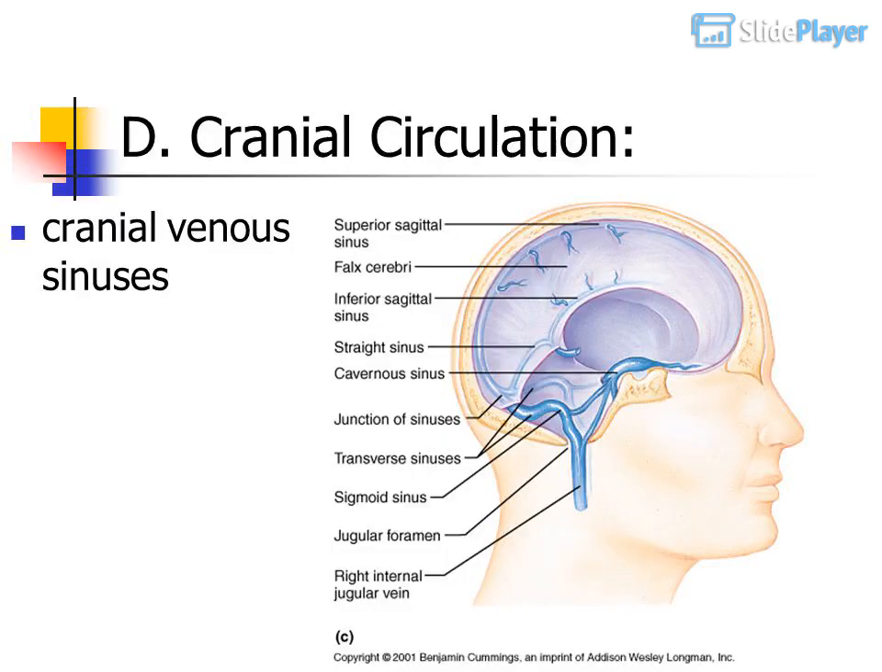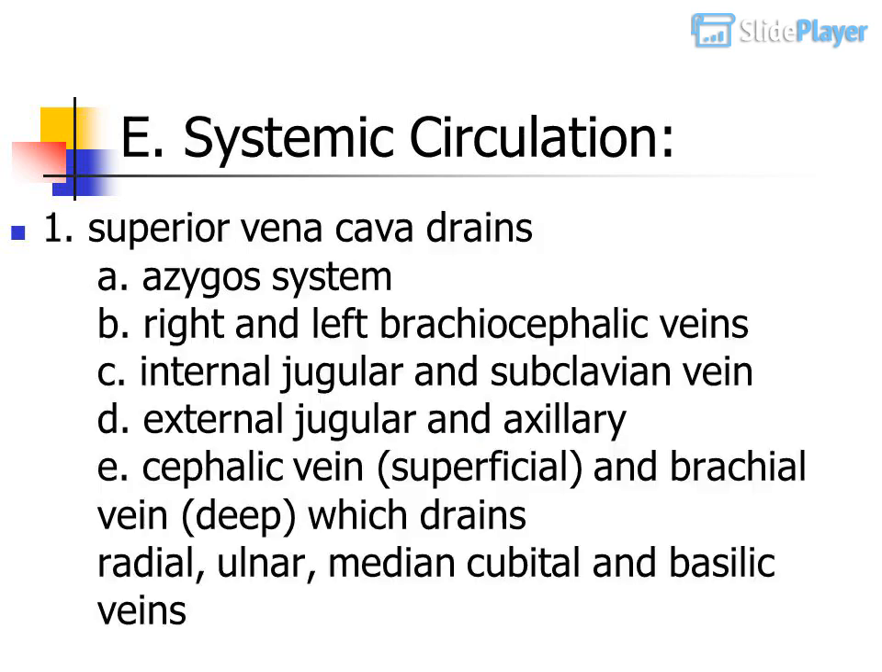d. Cranial circulation: cranial venous sinuses. e. Systemic circulation. 1. The superior vena cava drains a. the azygos system, b. right and left brachiocephalic veins, c. internal jugular and subclavian veins, d. external jugular and axillary veins, e. the cephalic vein, superficial, and the brachial vein, deep, which drains the radial, ulnar, median cubital and basilic veins.